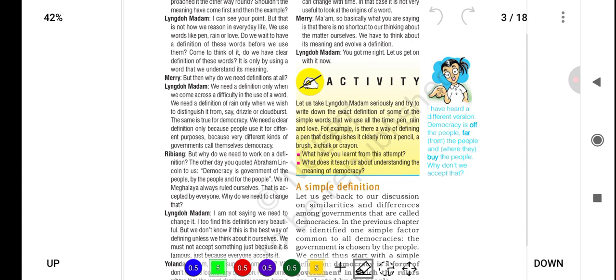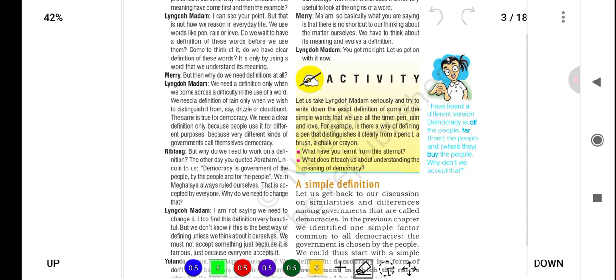She suggests that there is no shortcut to thinking about the matter ourselves and that there is no one size fits all way to define democracy. The discussion focuses on the similarities and differences among democracies, such as the government being chosen by the people.